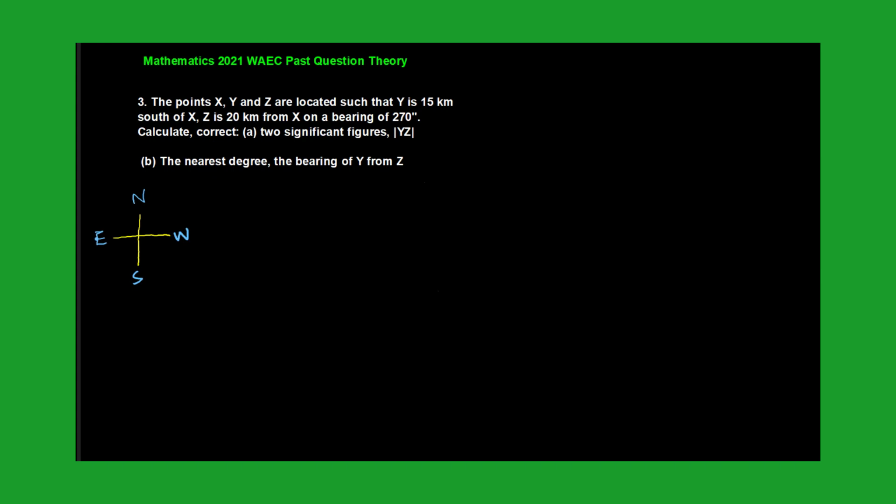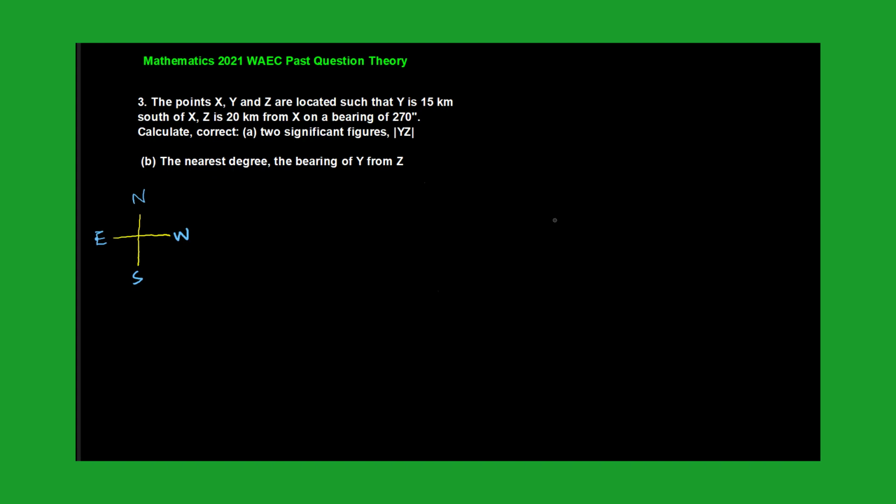The question is: the points X, Y, and Z are located such that Y is 15 km south of X, and Z is 20 km from X on a bearing of 270 degrees. Calculate, correct to two significant figures, YZ, then B, to the nearest degree, the bearing of Y from Z. This is a very simple question. So first of all, let's start from point X.